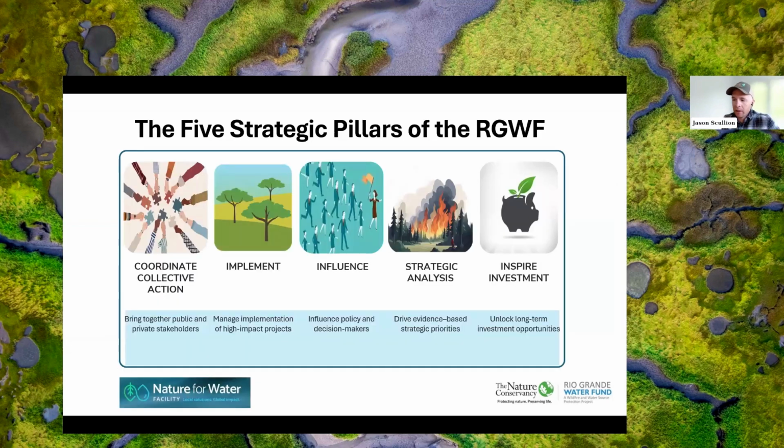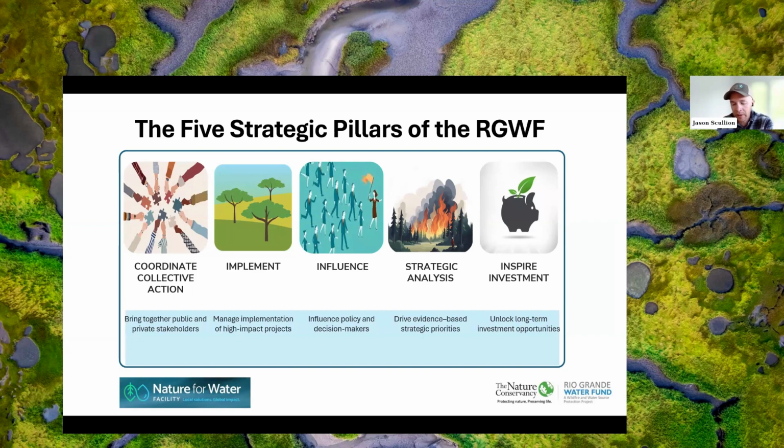All right, next up, I want to give a plug here to Nature for Water facility. So in thinking about the evolution of our fund, we've been working with Nature for Water to really reflect on what we've accomplished over the last 10 years, what was our structure to accomplish those outcomes, and looking to the next decade, what should our structure be and what should our goals be? And Nature for Water has really helped us think through who we are as a fund and what we do on the landscape. And that's represented by these 5 strategic pillars.